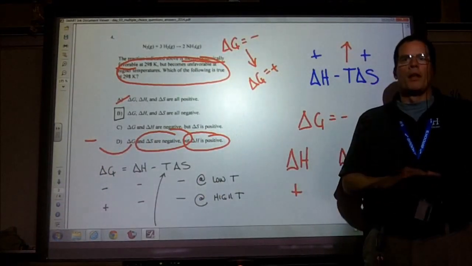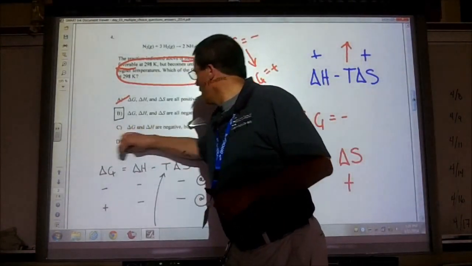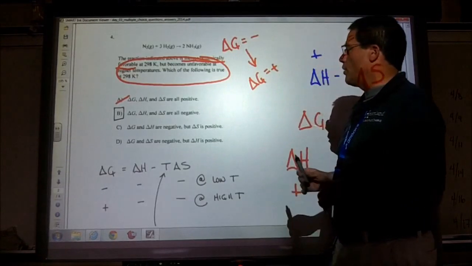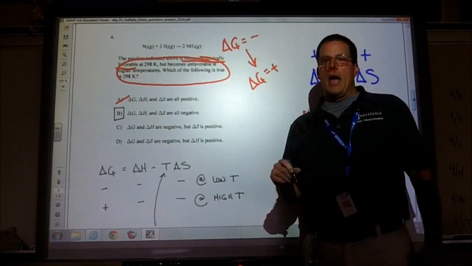Yeah, sorry. Why not C? Why not C? Let me erase it. So delta G and delta H are negative, but delta S is positive. That would be under every scenario.